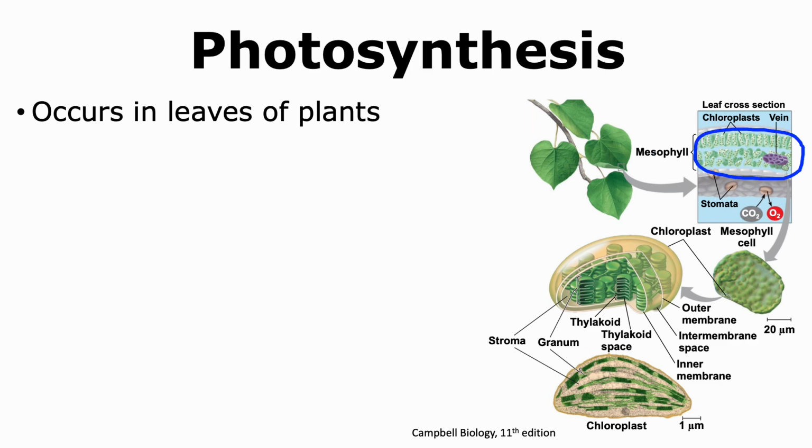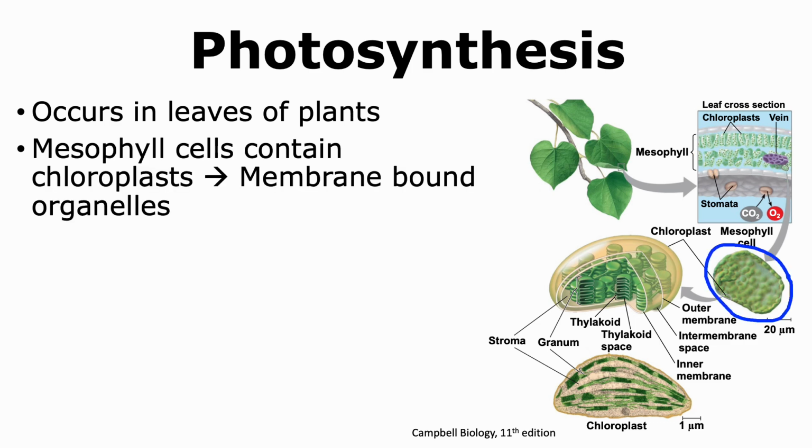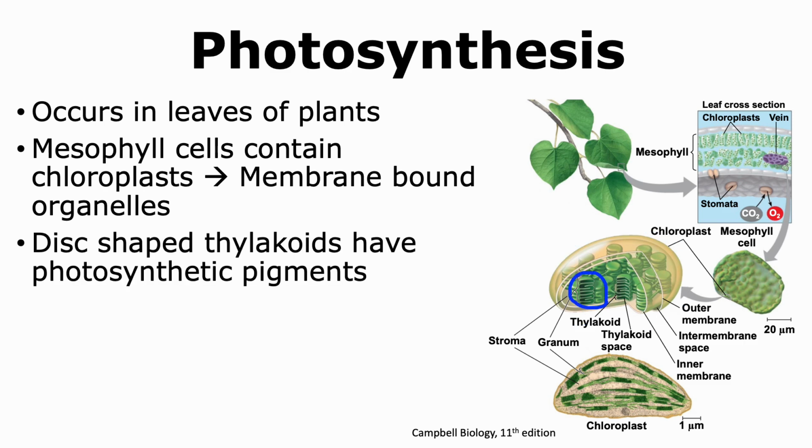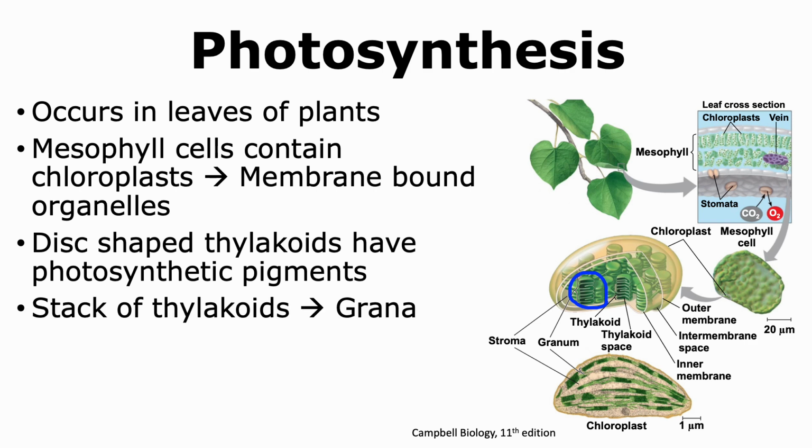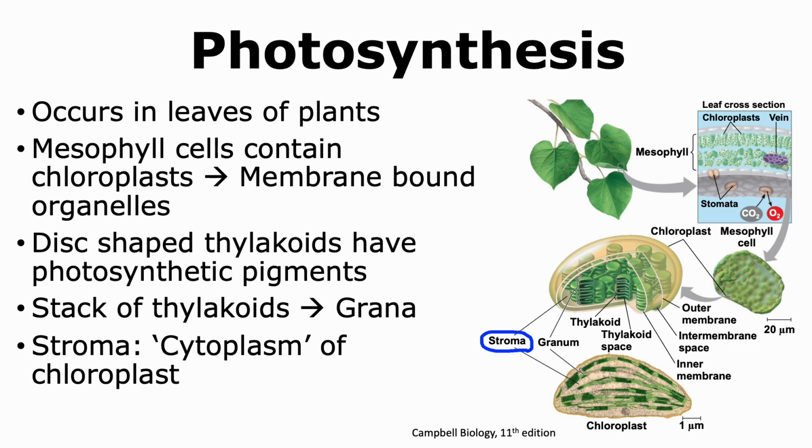Within the leaves, there are mesophyll cells. These mesophyll cells contain chloroplasts, which are membrane-bound organelles. Within the chloroplast, there are disc-shaped structures called thylakoids. These thylakoids have pigments that enable the process of photosynthesis. The thylakoids are stacked one on top of another, and each stack of thylakoids is called a granum. Multiple stacks of thylakoids are called grana. The thylakoids are suspended in a cytoplasm-like matrix that is present in the chloroplast, which is called the stroma.